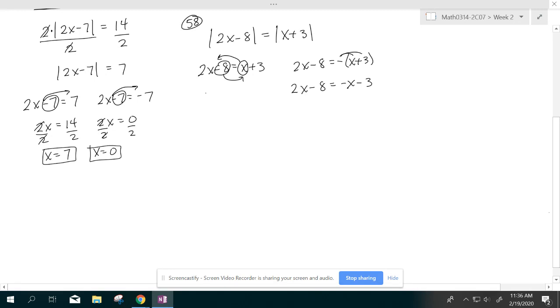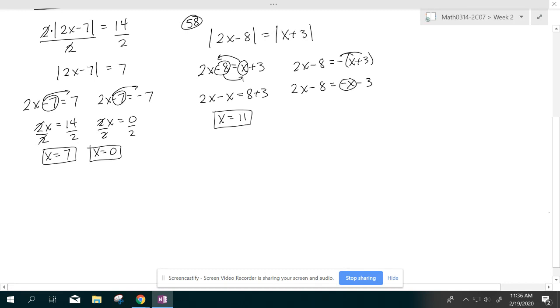So that's going to be 2x minus x. That's going to be 8 plus 3. Don't forget, when you move it, you got to change it. And then that's going to give me x equals 11, and I'm done with the first one. Now, on the other equation, who needs to move?